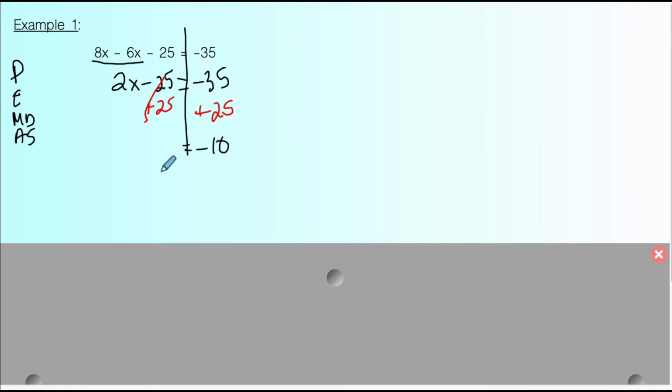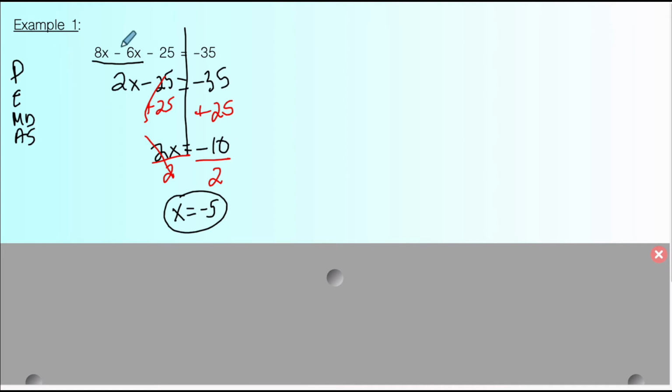And on the left side, I am left over with just 2x. And since that's 2 times x, I'm going to divide by 2. And I'm going to divide by 2 on this side. And what's left over on the left-hand side is just x, which is what I want. I want x equals, and negative 10 divided by 2, a negative divided by a positive is just a negative 5. And that would be the solution to this equation. That's what we're going to be doing today.